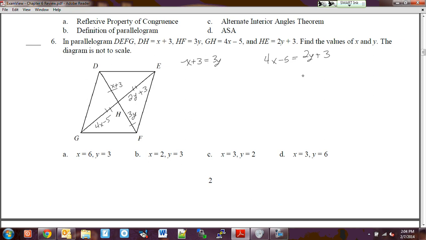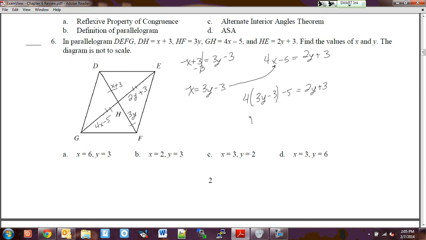Now there's multiple ways to do it, but one way is, since we have x plus 3 equals 3y, we can just subtract 3 from both sides and get x equals 3y minus 3. Now that we know what x equals, we can plug 3y minus 3 in for this x, and then we only have y's in our equation. So 4 times 3y minus 3, minus 5, equals 2y plus 3.